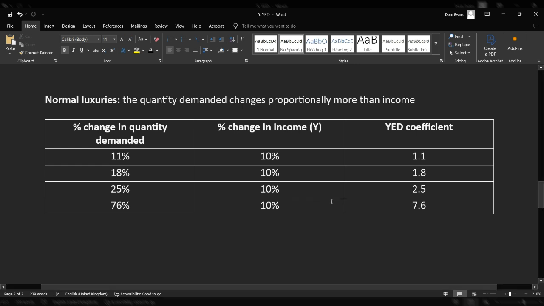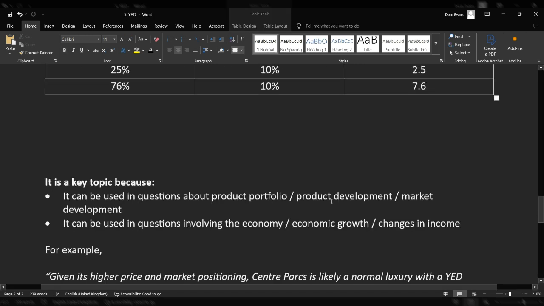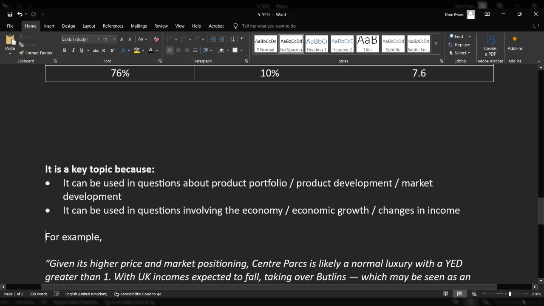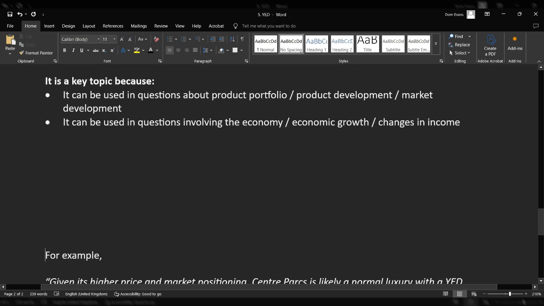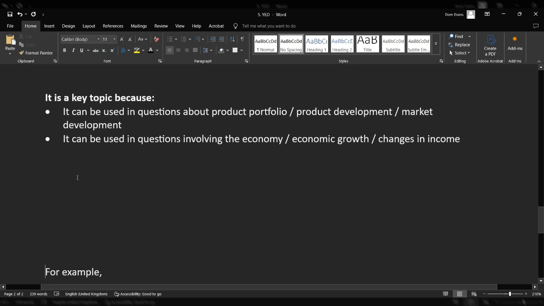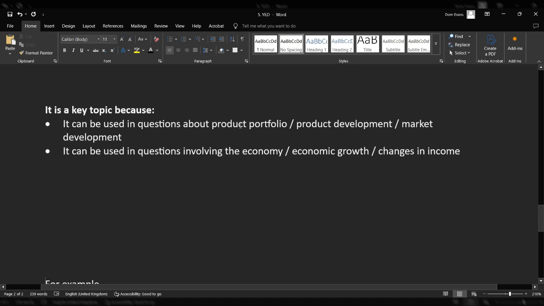So 2 uses: 1, sales forecasts and the decisions about expansion or cutting back on staff that we can make based on that. 2, we can use it to review our product portfolio. All right. And therefore, why do I reckon it's a key topic? It can be used in any question about product portfolio.